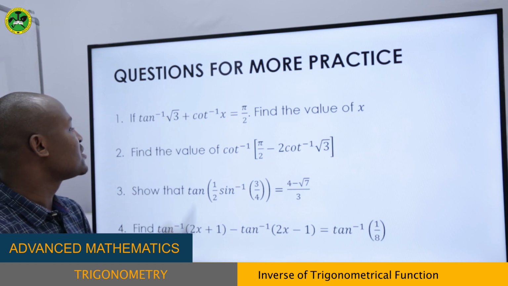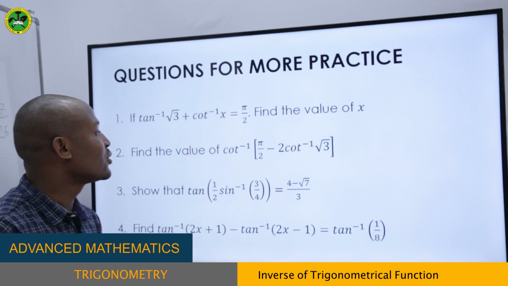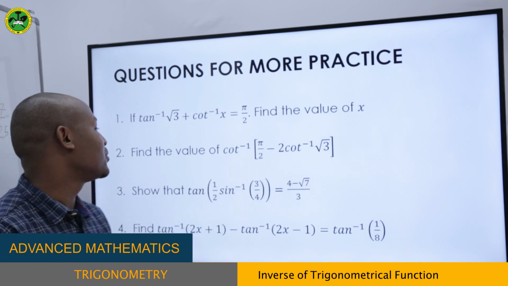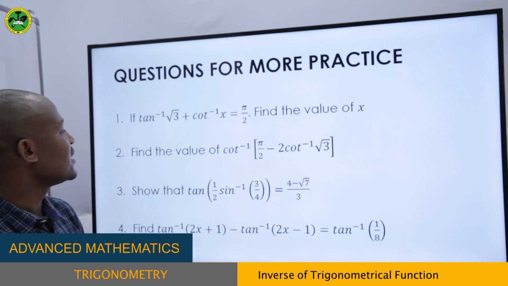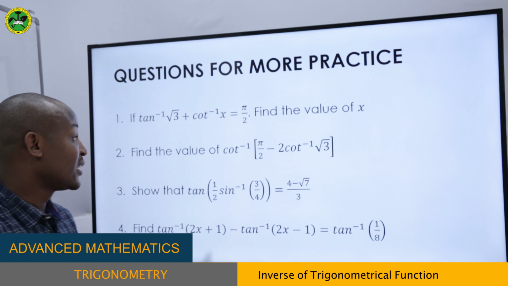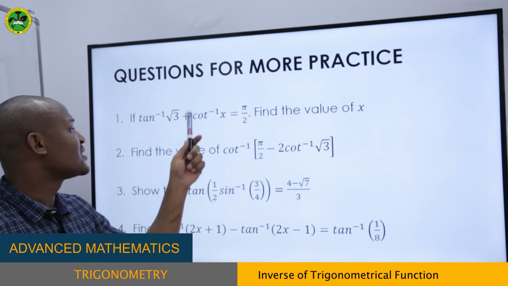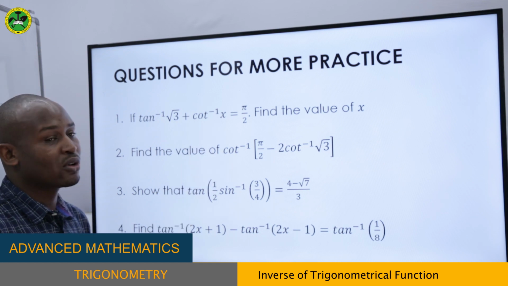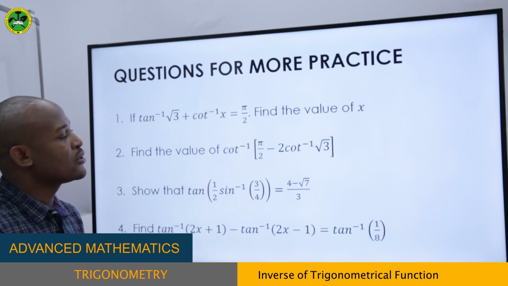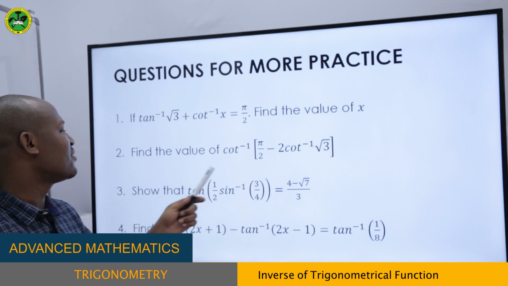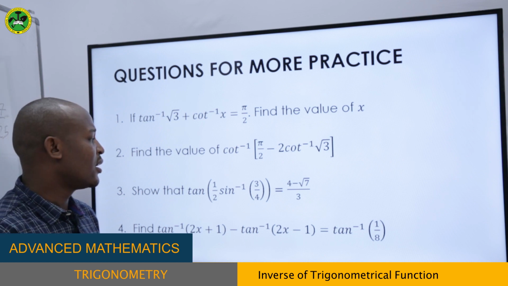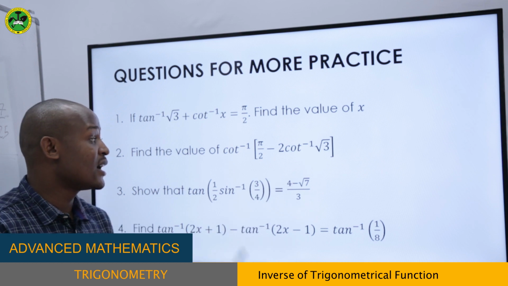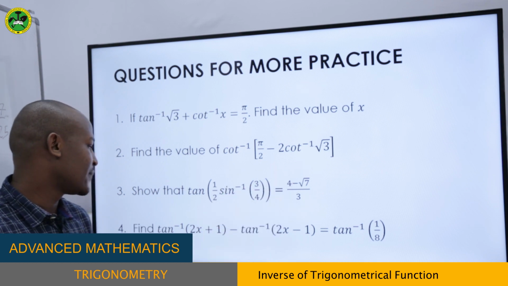You find tan inverse of root 3 plus cot inverse of x equals pi over 2, and then you are supposed to find the value of x. You can just let this, and remember that cot is the reciprocal of tan, and then do that, and I assure you will get the answer. And then find the value of the last expression that I was evaluating. Please find a way to do this so that you can have the value of that.